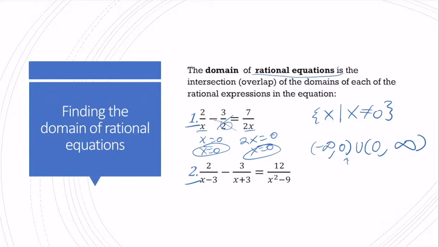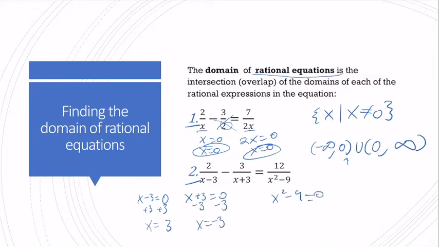For this second equation, I have 2 over x minus 3 minus 3 over x plus 3 equals 12 over x squared minus 9. So I have to set each of those denominators equal to 0. On the left here, I add 3 to both sides, so I get x equals 3. Next, I subtract 3 from both sides. I get x equals negative 3.